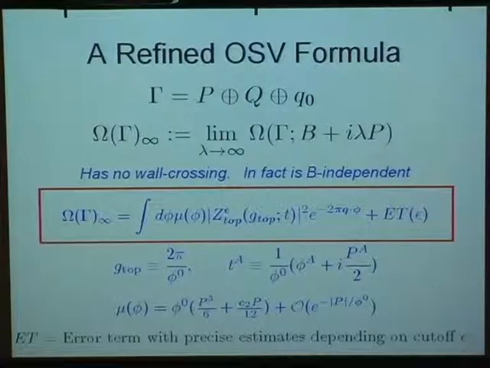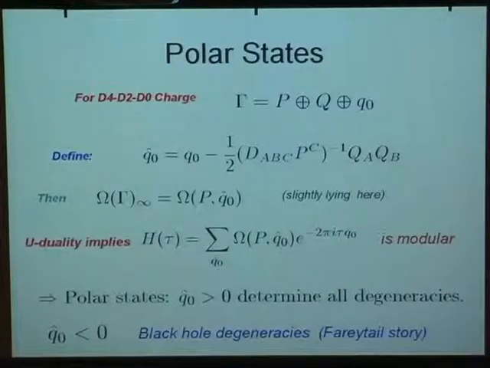I'm now going to explain a little bit about how we arrive at that formula. Getting there is most of the fun, actually. So the key is in the polar states. So what do I mean by polar states? Well, for a D4, D2, D0 charge, the first thing we should do is define a monodromy invariant D0 brane charge. Let's call that Q naught hat. And then up to a slight lie, these well-defined indices are functions only of capital P and Q naught hat. And therefore, we can form a generating function where we sum over the D0 brane charges. Now, this has the physical interpretation of a D3 instanton partition function, and therefore, by S duality, it's a modular form.